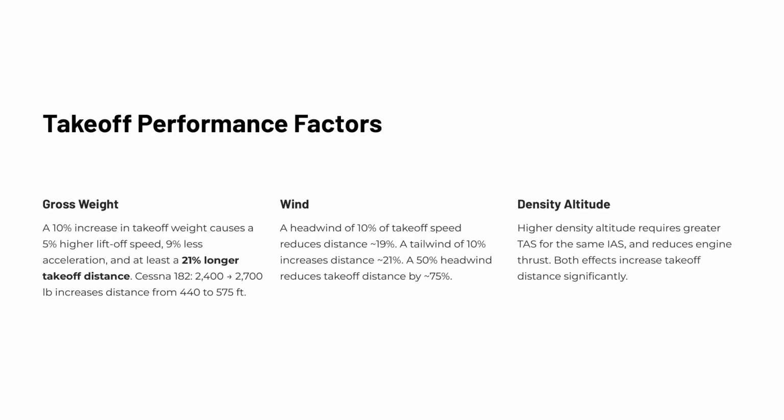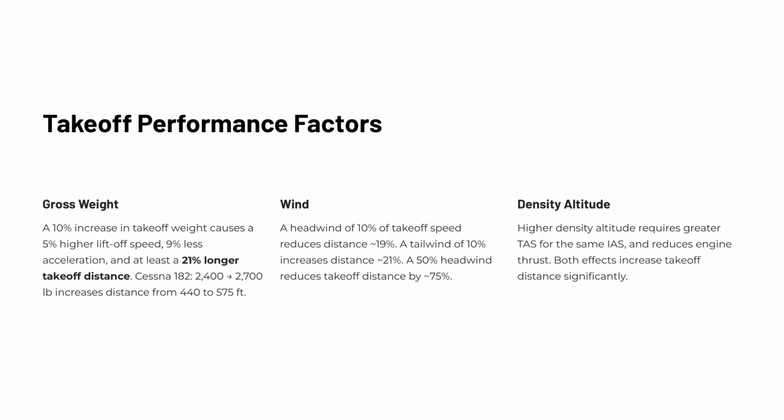To put that in practical terms, a Cessna 182 loaded to 2,700 pounds instead of 2,400 pounds needs 575 feet to get airborne. That's 135 feet more than at the lighter weight. Small weight differences add up quickly.